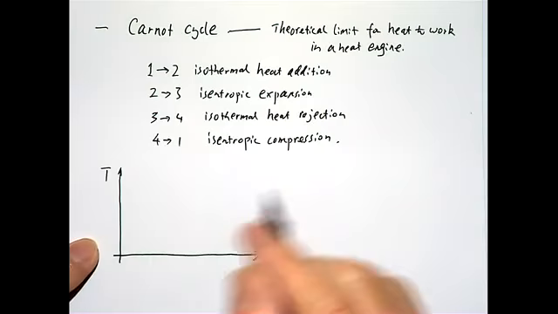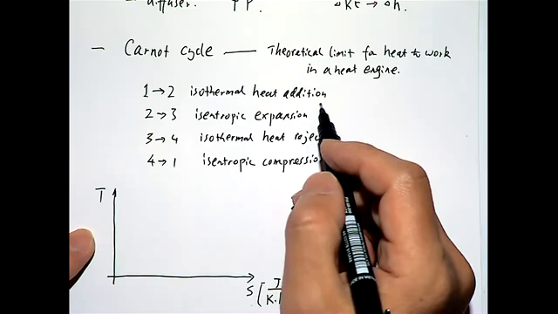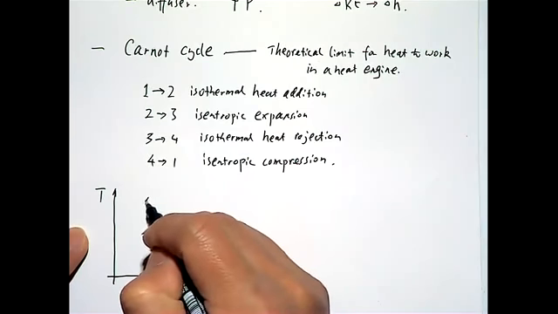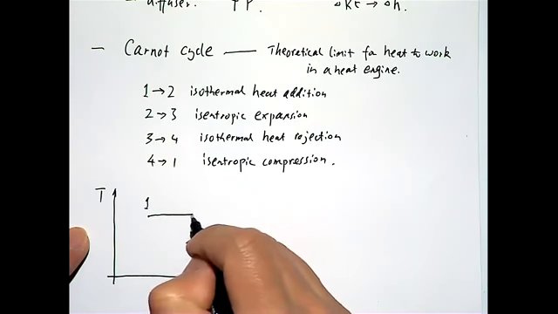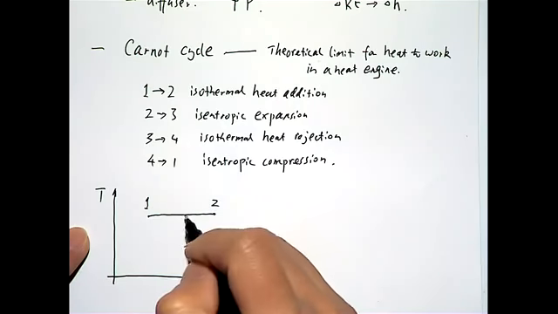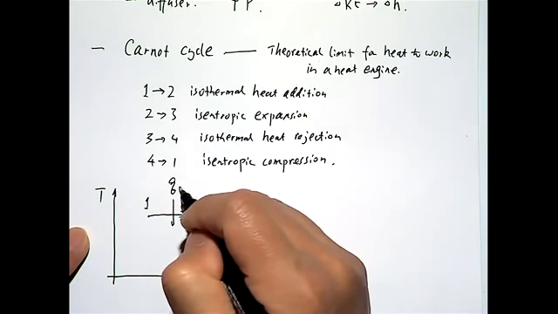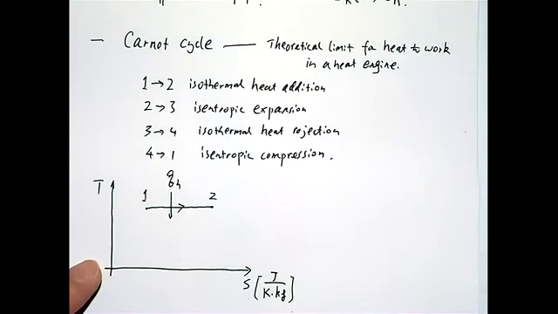So the first step is isothermal heat addition. If you have an isothermal process, if I start from here, how should I draw the line to get to state 2? Yeah, a horizontal line to get to state 2. Yep. So this process is called heat addition. You have heat transferred from the high temperature reservoir to your system, right?